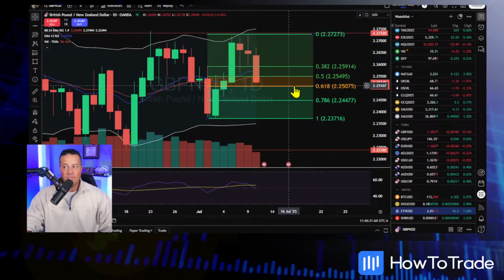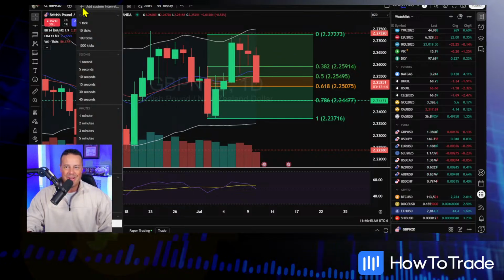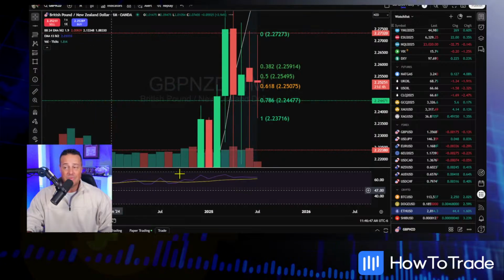Pull back, 22507, maybe 224 down here. Let's try this out for a minute. I'm going to show you sort of a multi-time frame overlay. I know we're getting pretty advanced with some of these concepts. I get it. But when you guys have done this for a while, you'll get advanced too.